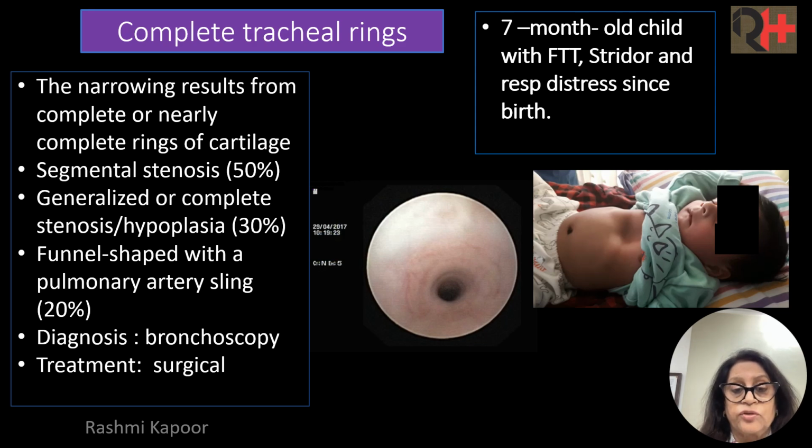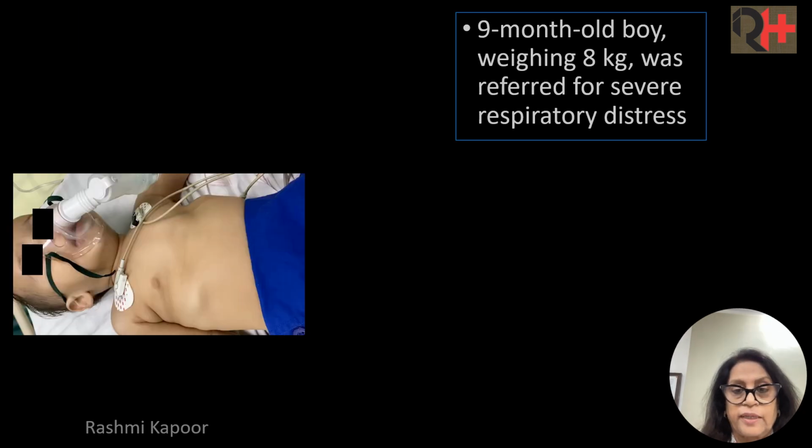It can be generalized or complete stenosis in 30% of cases. If pulmonary arterial slings are associated, maybe in 20% of cases, it can be a funnel shape. The diagnosis is done by bronchoscopy and treatment is surgical. So, in this case, we did the slide tracheoplasty.